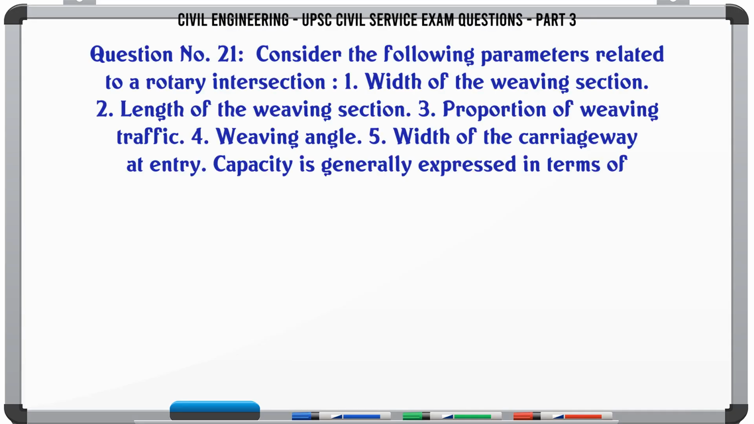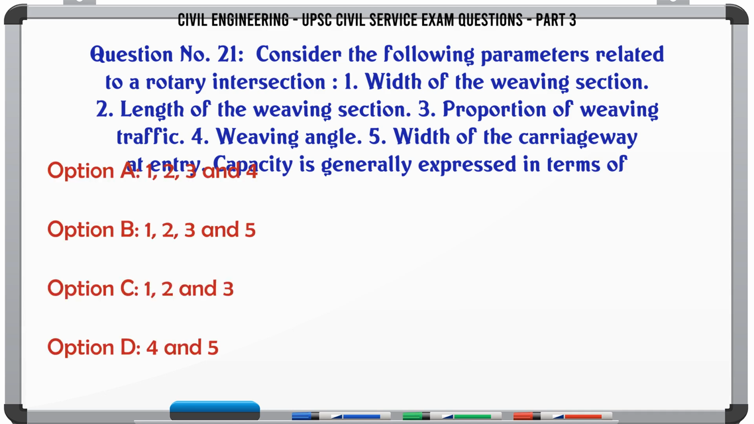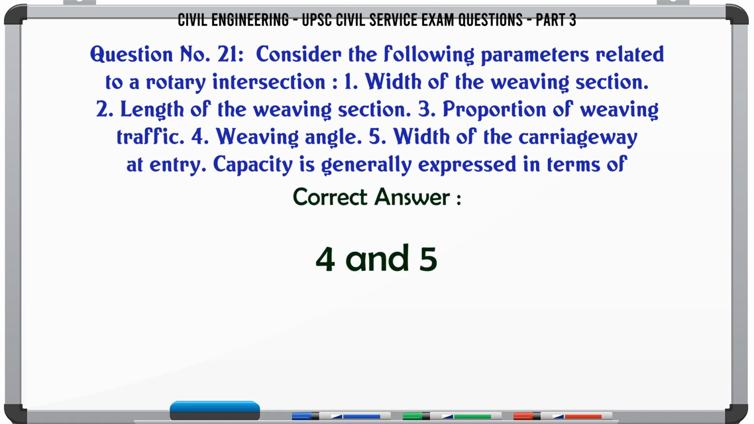Consider the following parameters related to a rotary intersection. 1. Width of the weaving section. 2. Length of the weaving section. 3. Proportion of weaving traffic. 4. Weaving angle. 5. Width of the carriageway at entry. Capacity is generally expressed in terms of: A, 1, 2, 3 and 4; B, 1, 2, 3 and 5; C, 1, 2 and 3; D, 4 and 5. The correct answer is 4 and 5.